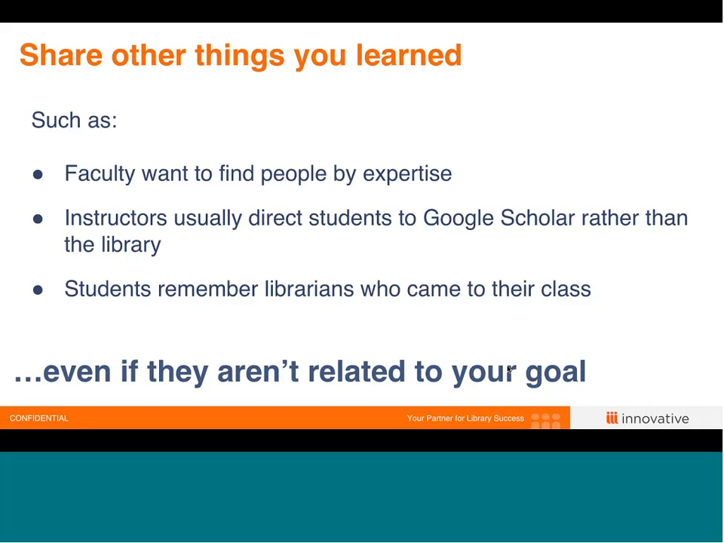And then other things, like the faculty wanted to find people by expertise. We keep hearing that loud and clear, and it's going to change how we approach contact information on our website. Instructors usually direct students to Google Scholar rather than the library. That's a really important thing for our instruction and liaison librarians to know, so that they can work with those instructors and see what they can do to maybe change that approach to searching.